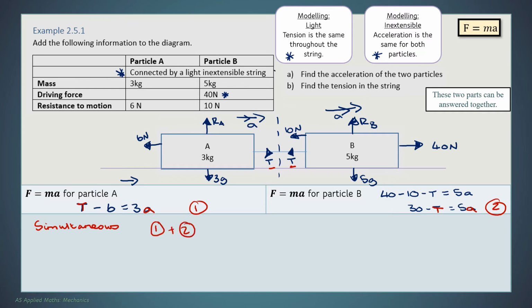So the easiest way to solve these 2 is to add them together. So to go back to the first way that you learnt simultaneous equations back at GCSE, where you've got an opposite sign and then you can just add them. The coefficient of tension will always be 1 as well, so it is quite straightforward. So what we've got is 30 add minus 6 is equal to 3a add 5a.